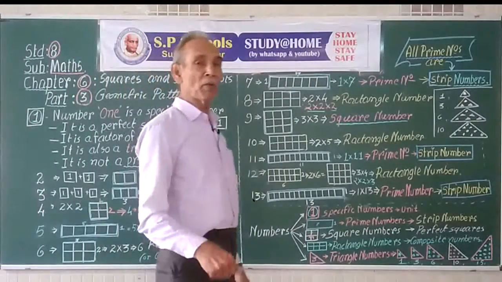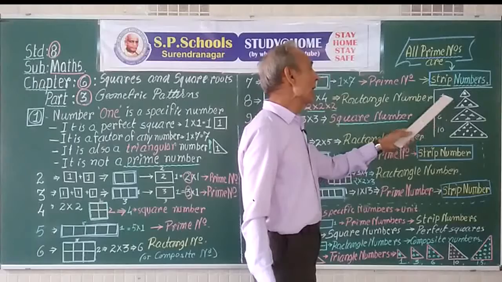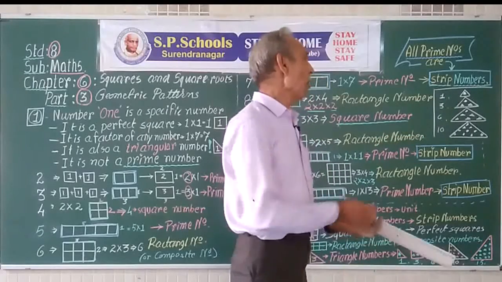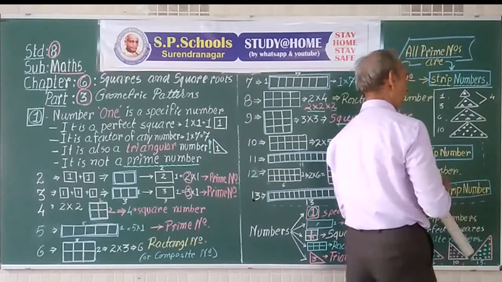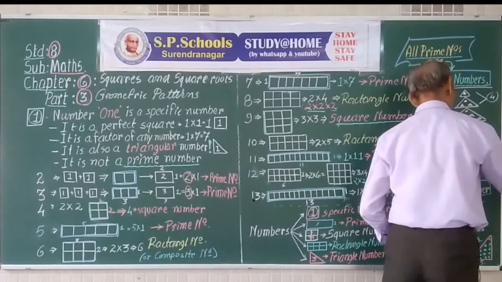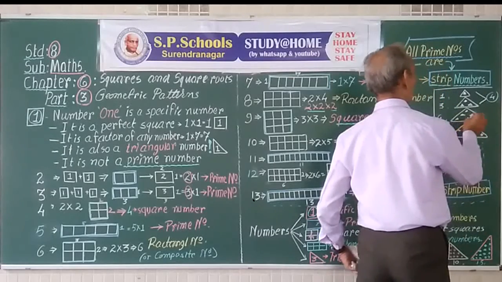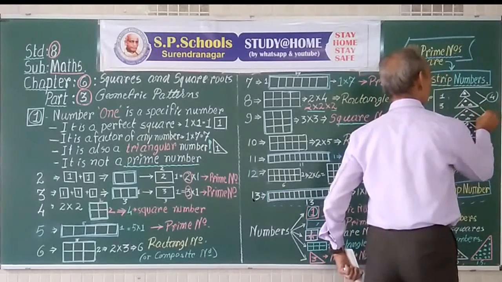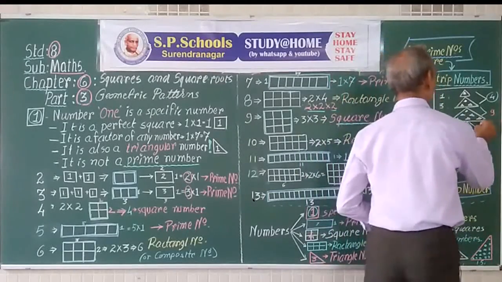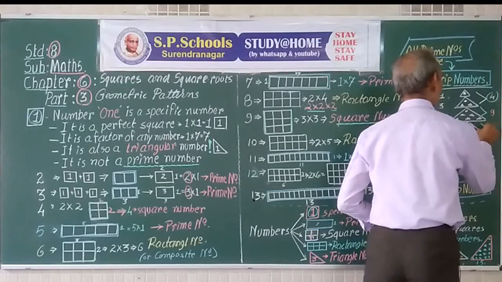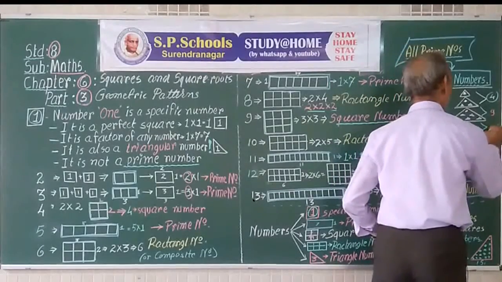It shows the property of a square, 1 into 1. It shows the property of a triangular number. Now here, you add any two neighboring numbers. What you get will be a perfect square. 1 plus 3 is 4, a perfect square. 3 plus 6 is 9, a perfect square. 6 plus 10 is 16, again a perfect square.